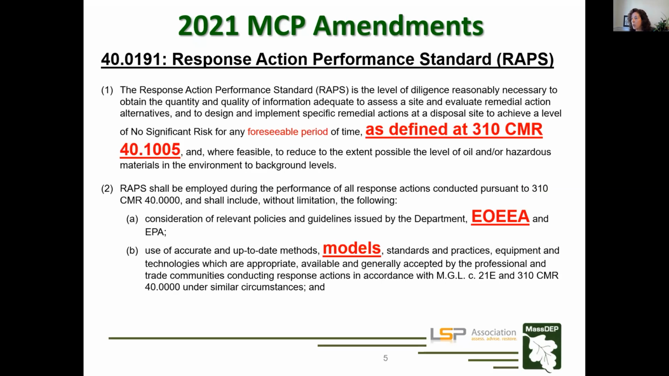In 40.0191, in RAPS, no significant risk for any foreseeable period of time, as defined later in 310 CMR 40.1005. It also requires a consideration of relevant policies and guidelines issued by the department and EOEEA, and the use of accurate and up-to-date methods, models, standards, and practices. And we'll discuss, well, the models Ken previously discussed. We're using resilientma.org as the source of the models for assessing vulnerability, exposure, and sensitivity.